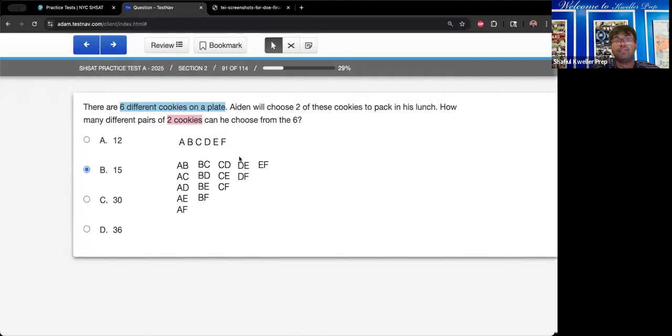The difference here is order does not matter. You are making different pairs of two cookies. You're not putting one cookie on the left, one cookie on the right. If we were to do that, then the answer would be 30. But here we are making different pairs of two cookies. So all we have to do is come up with the combinations of each cookie.